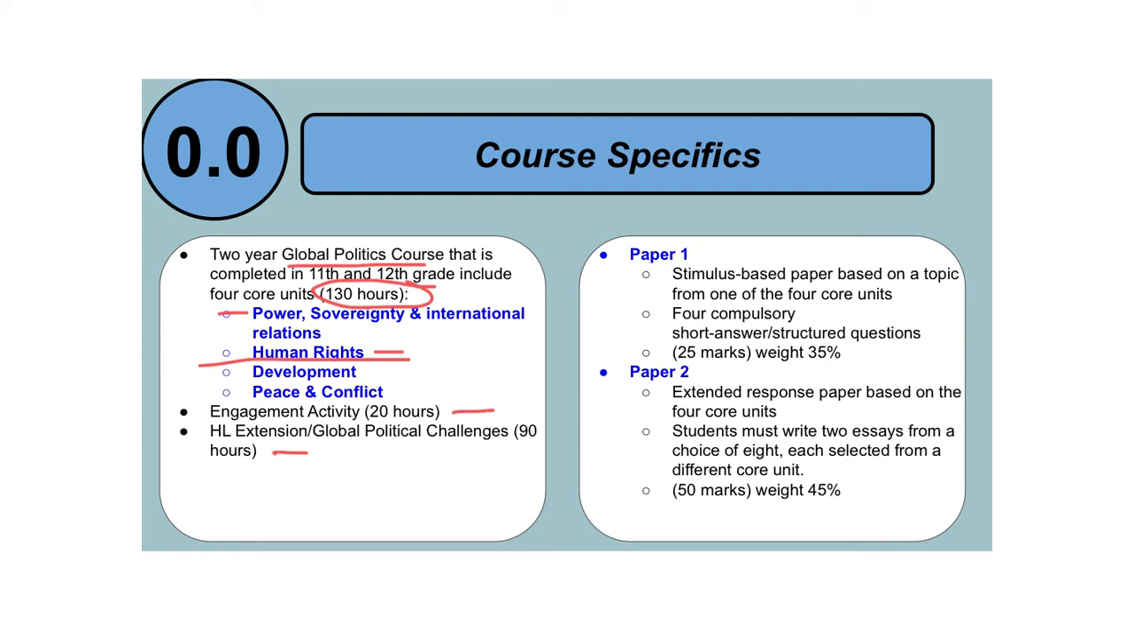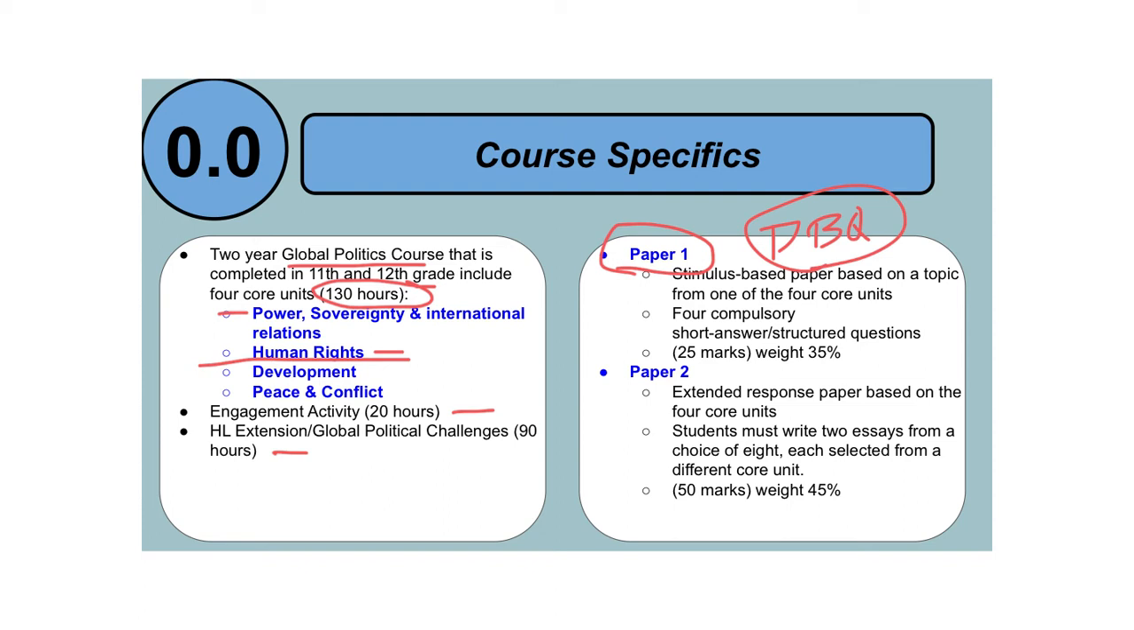The course is assessed using a paper 1 and paper 2. Paper 1 is a stimulus-based paper. It's kind of like a DBQ, so if it helps you to think of it like that, that's probably a better way to look at it. DBQ stands for document-based question.